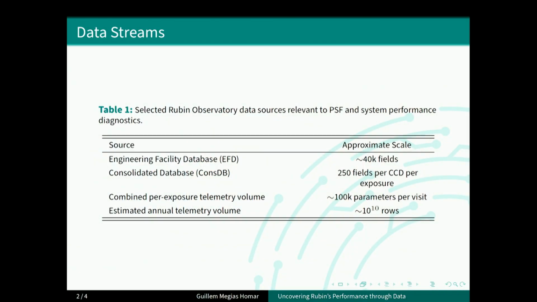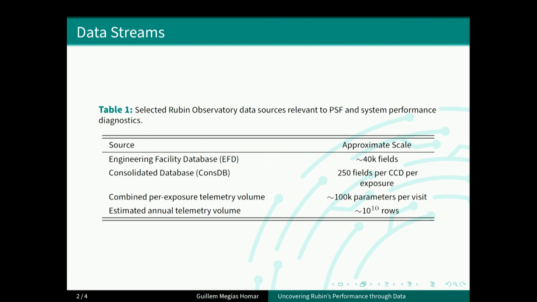And just to give you a sense of the scale, I made some really quick calculations of how much data there is, right? In the Rubin Observatory, the majority of the data is stored mostly in 2 different databases. One of them is the Engineering Facility Database, the EFD, and the EFD stores about 40,000 fields. Some of them have different timescales. Some of them are related or not completely independent from one another. But that's a ton of fields.